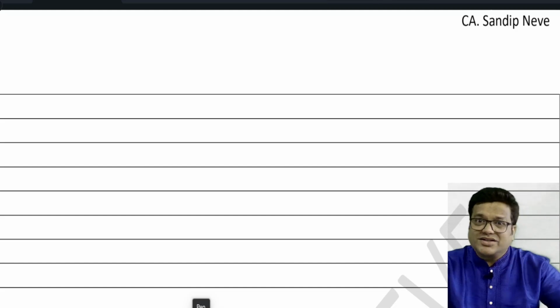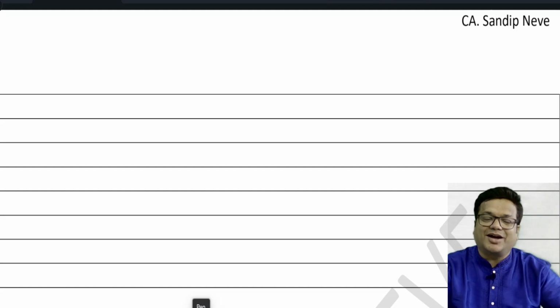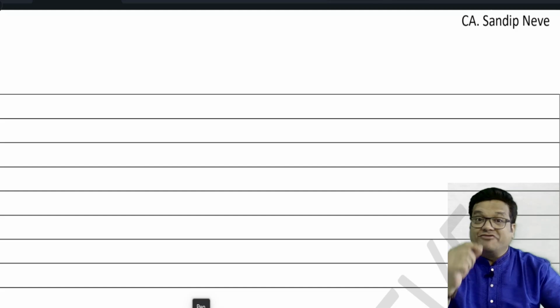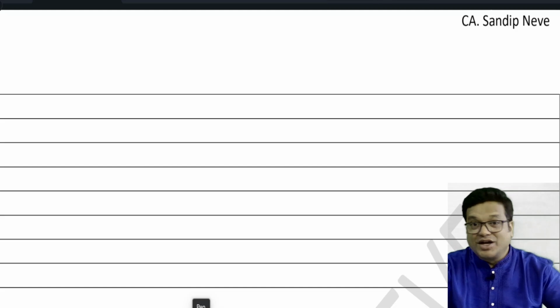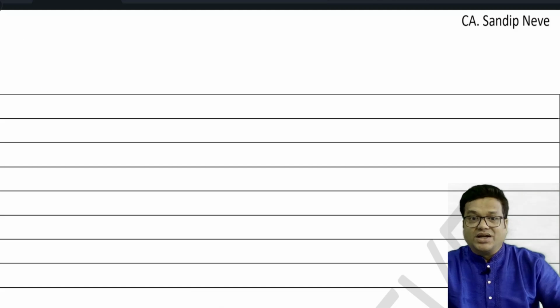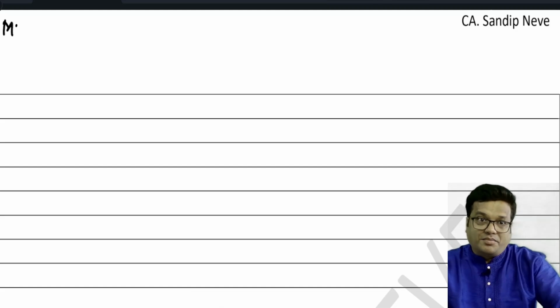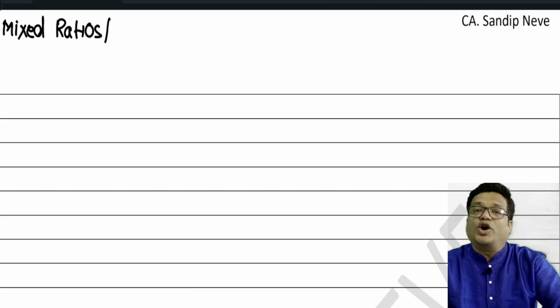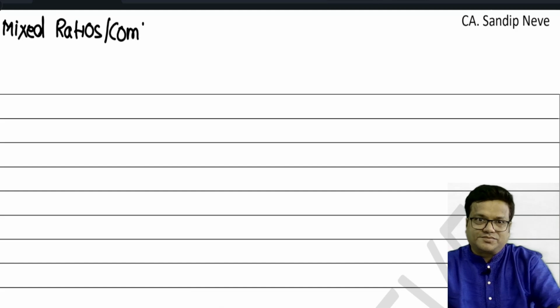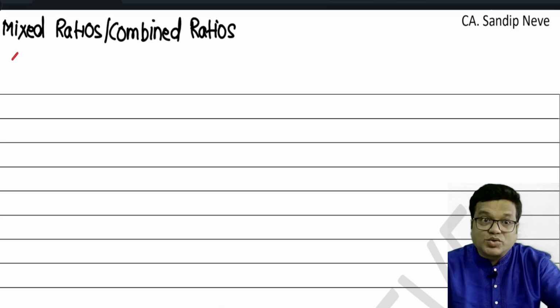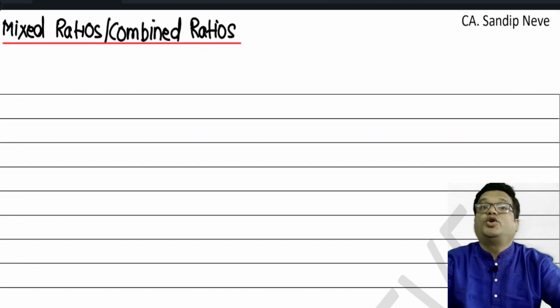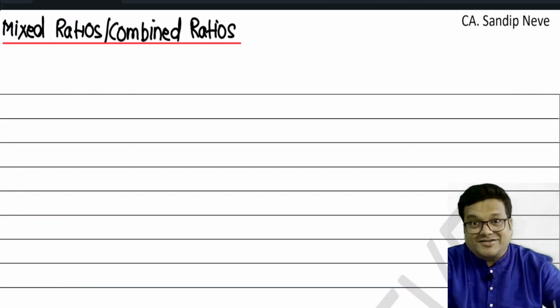So over the last few lectures, we have been discussing various types of ratios. We have discussed P&L ratios. We have also discussed balance sheet ratios. So today we are going to discuss mixed ratios, also known as combined ratios.